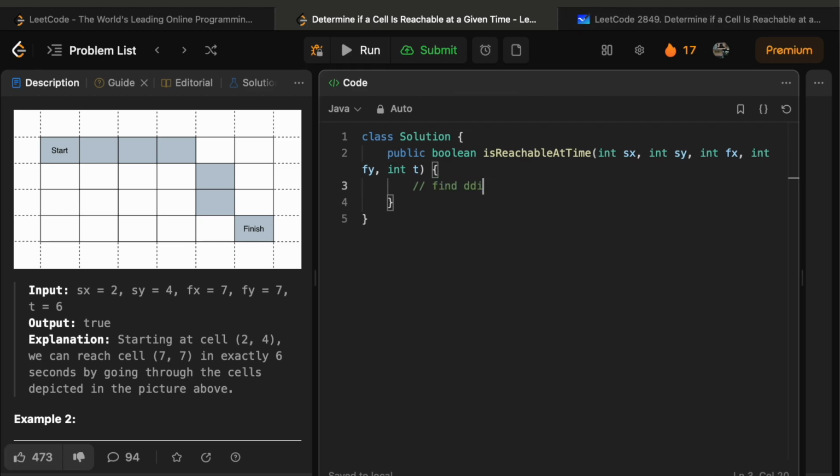Firstly, we will find the distance and then check with the given t. How do we find the distance? int distance equal to Math.max of Math.abs of fx minus sx, and Math.abs of fy minus sy. Okay, so the absolute value of the difference of x and the difference of y, the maximum value will be our distance.